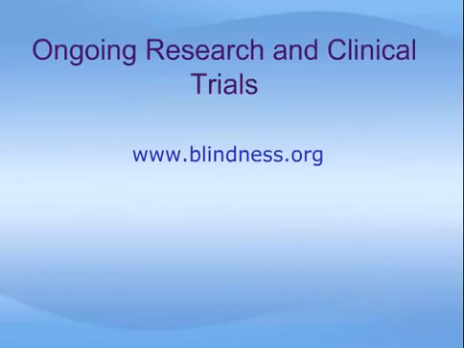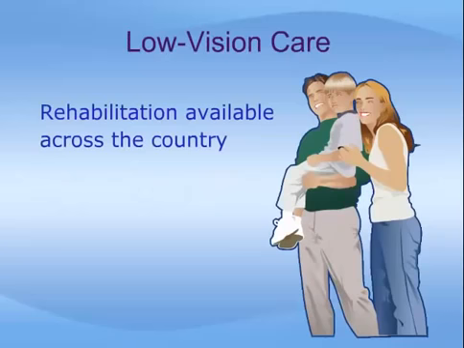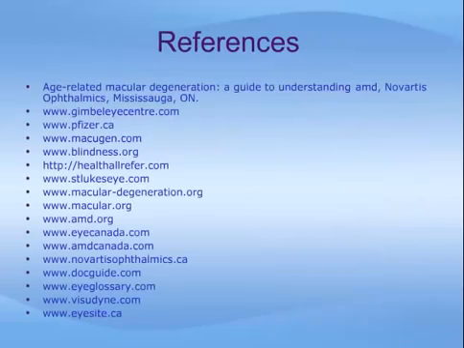For more information on ongoing research and clinical trials, please visit www.blindness.org. There are also support groups, such as AMD Alliance International, that can help you as well. Perhaps your doctor will know of a specific support group in your area. Vision rehabilitation is available in eye centers across Canada and through the CNIB, the Canadian National Institute for the Blind. These websites also provide information on AMD.